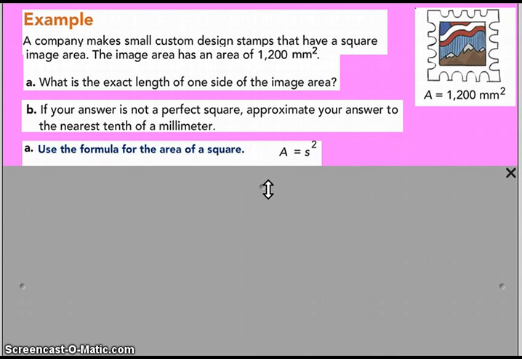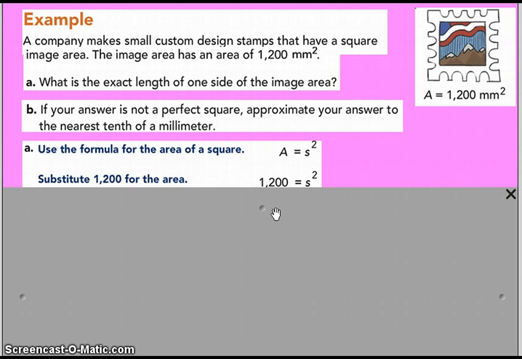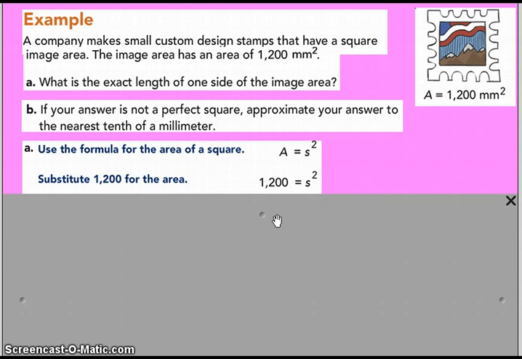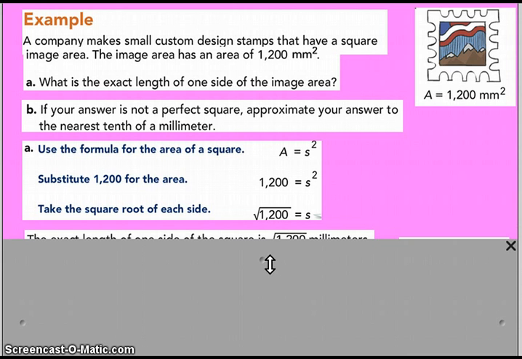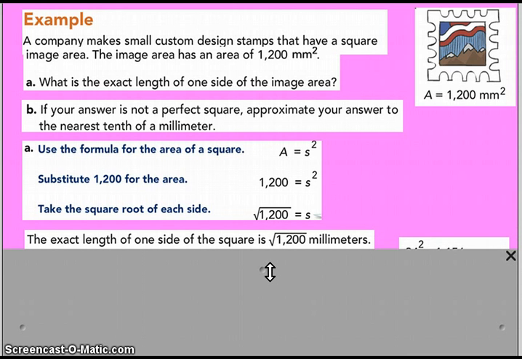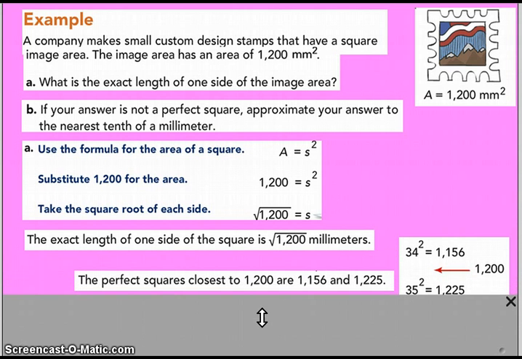Use the formula for the area of a square. A equals S squared. We're going to substitute 1200 because we know that's the area. So we have 1200 is equal to S squared. We're going to then take the square root of both sides. So now we know that the length of one side is actually the square root of 1200. What we don't know is, what is the square root of 1200? So we estimate that it's somewhere between 34 and 35.